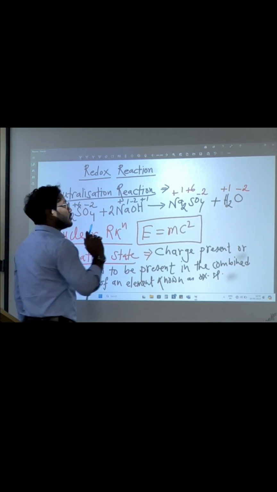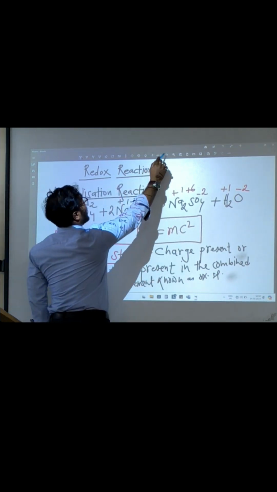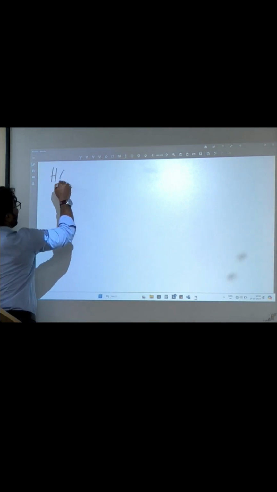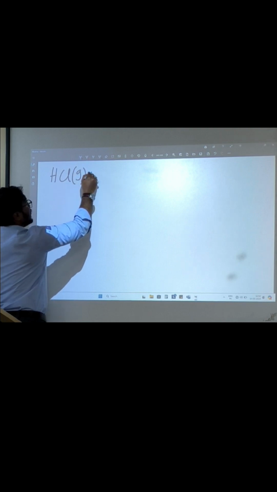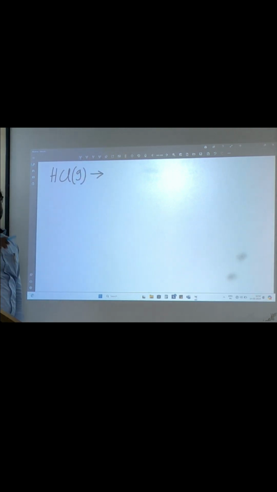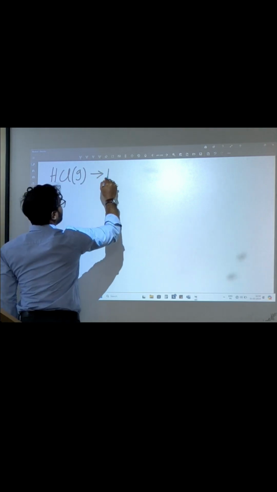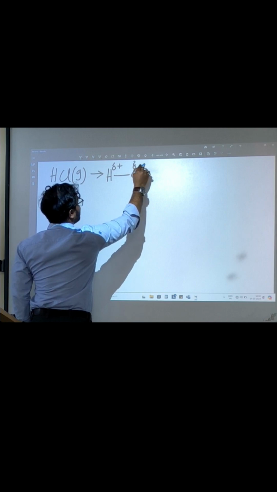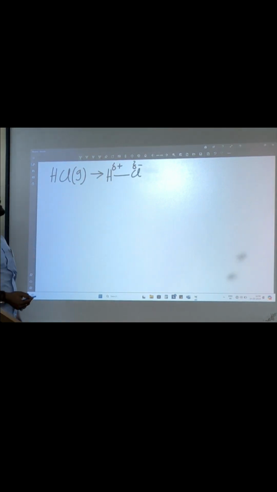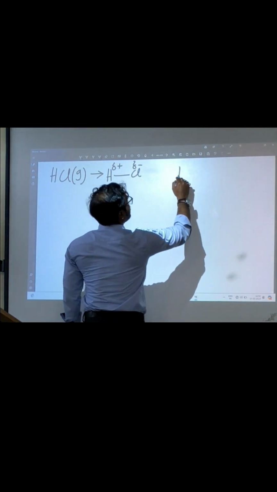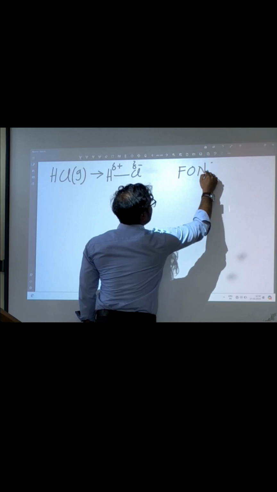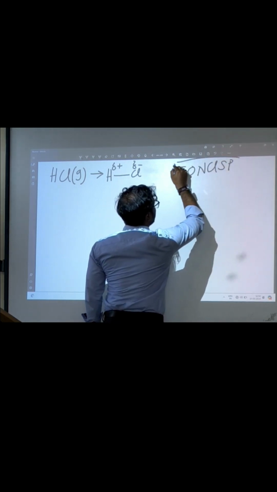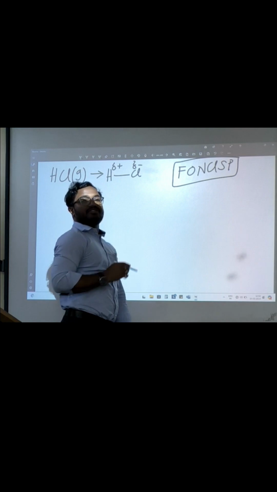Let us take an example to understand it. For charge present or appears to be present, I am taking HCl in the gaseous state. In the gaseous state, we know it is a covalent compound. So hydrogen is delta plus, and chlorine is delta minus. How can I know that hydrogen will be positive and chlorine negative? There is a simple shortcut to understand this. We will follow this rule. This is the electronegativity order.